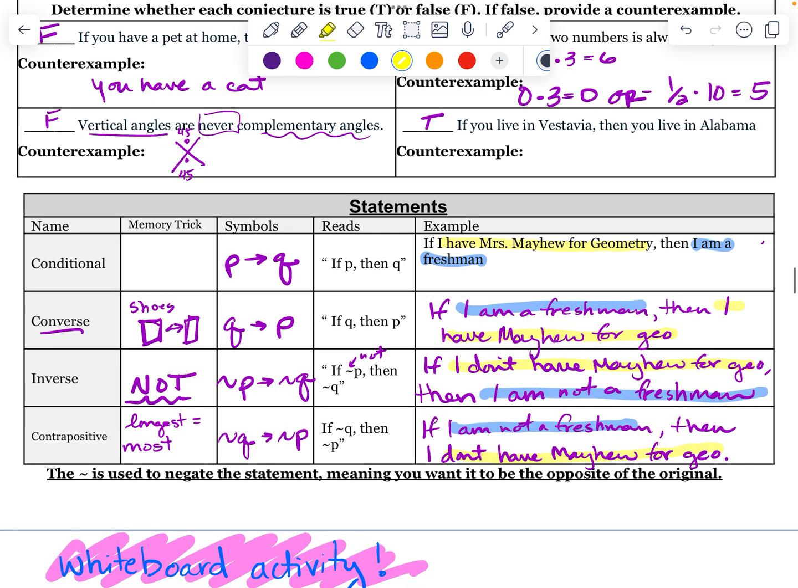The little squiggly is used to negate, to say "not" the statement, meaning you want it to be the opposite of the original. So it is raining, it is not raining. But if there is already a not, I can't play guitar, then the opposite of that would be I can play guitar.